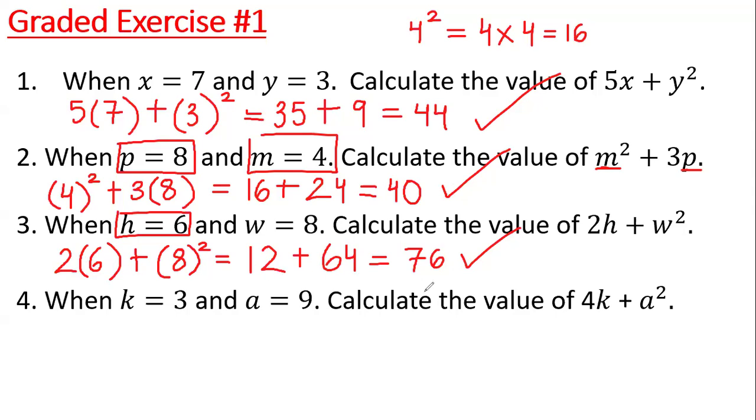But do you understand this, Christian? Yes, sir. Let's do one more. So it's going to be 4 times what? 4 times 3. Because K is 3, right? So wherever we see K, we put 3. What else, Christian?